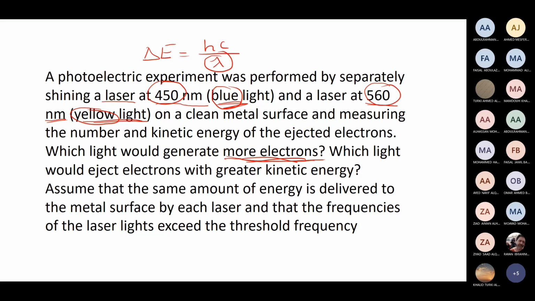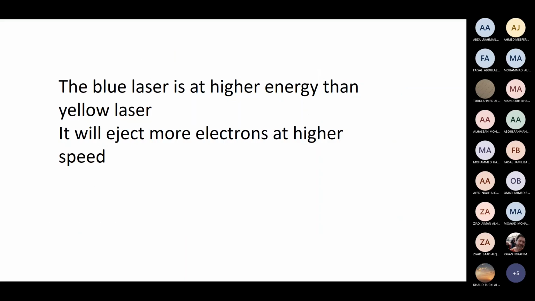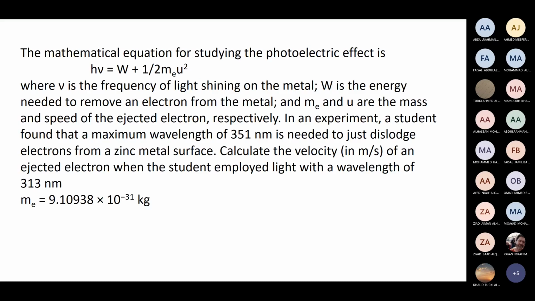And when it hits the metal, which one will have greater kinetic energy? Is it the blue or the yellow? The blue. Also, the blue will give you greater energy. So the blue laser is at higher energy than the yellow laser. It will eject more electrons and have higher speed. Good. Let's solve this problem.